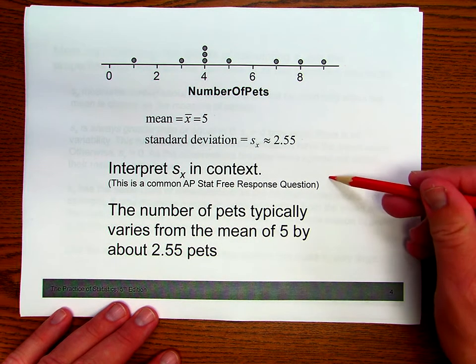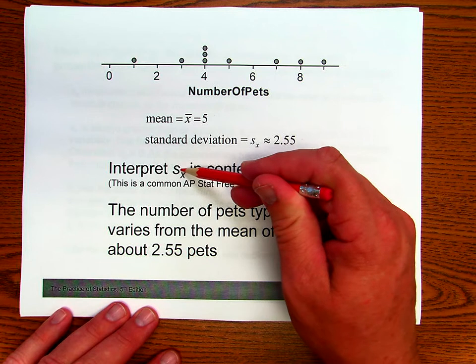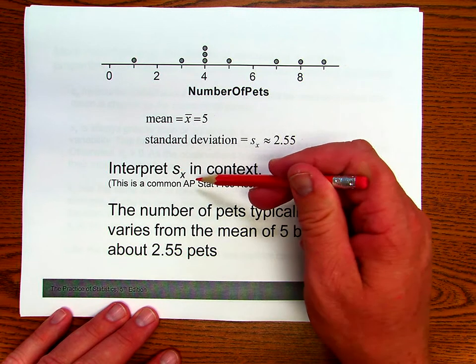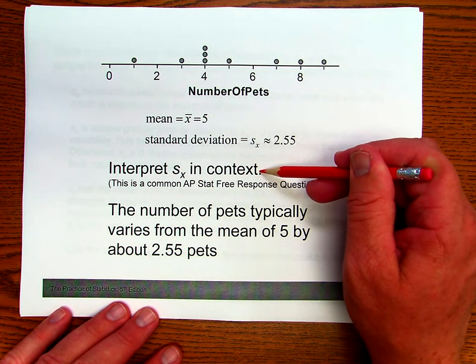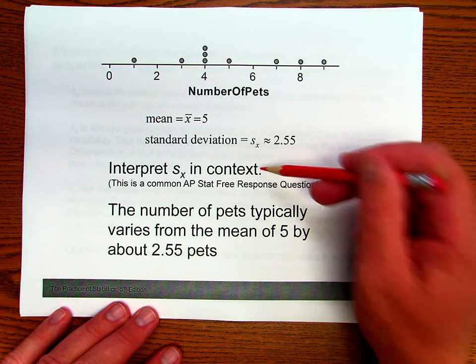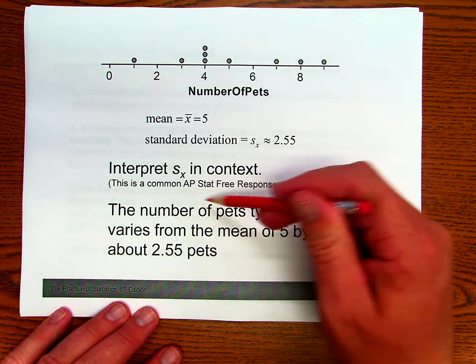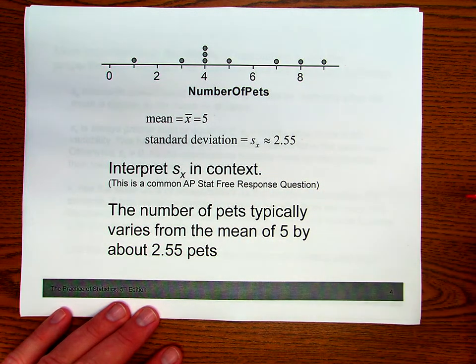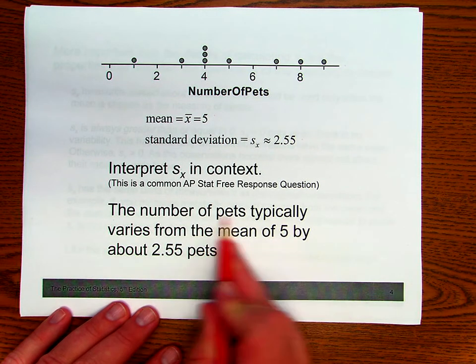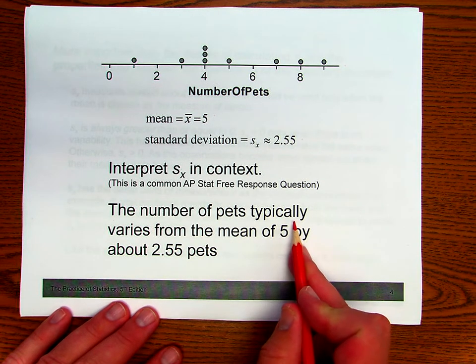Well, everything we do is in context. If it says interpret standard deviation on the AP exam for real, it's probably not going to say in context. It's assumed everything we do here is in context. So the wording we're going to use, the number of pets typically varies from the mean of 5 by about 2.55. And then we have to have, well, what's the context of this problem? This dot plot is all about the number of pets.